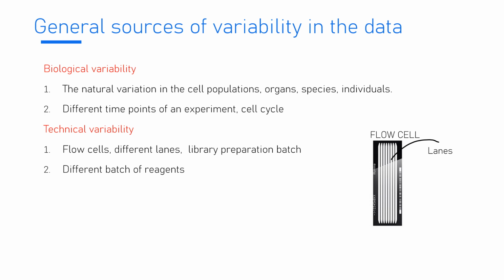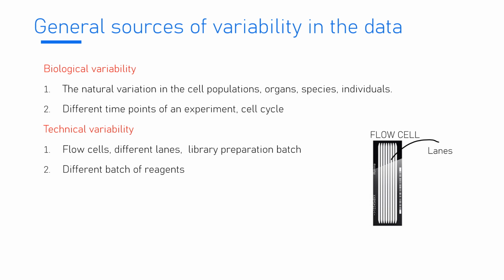So the biological variability is the natural variation in the cell populations, organs, species, different individuals. Or it can also be the time points of an experiment, cell cycle. Generally, the biological variation has been reported to be larger than the technical variation. But that does not imply that technical variability should be ignored in the experimental design of a study. High levels of noise in a technology must be considered during experimental design.